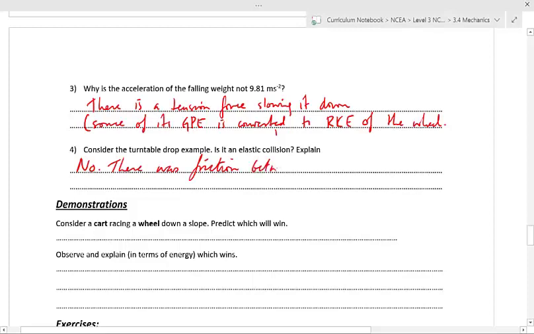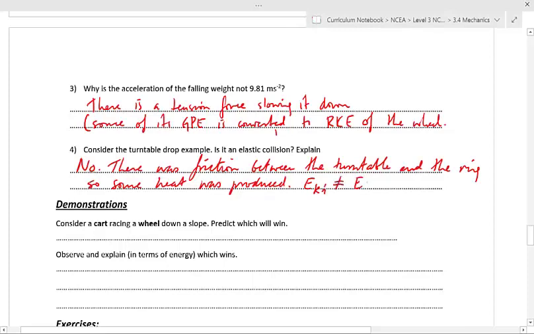between the turntable and the ring. And that friction must have produced some heat. So that means that EK initial is not equal to EK final, which is the condition for an elastic collision.